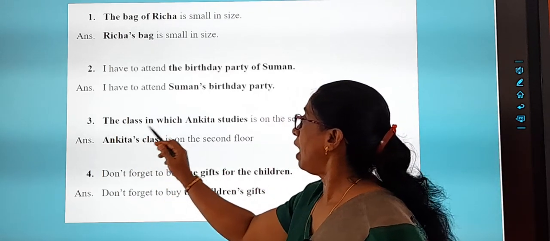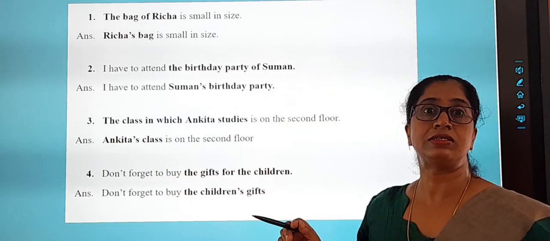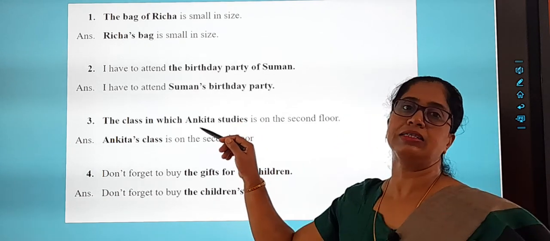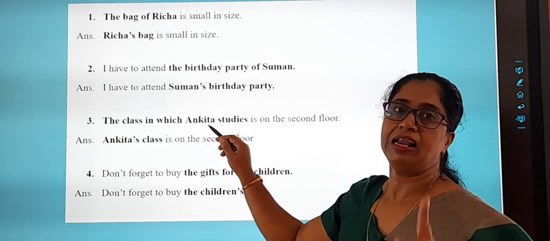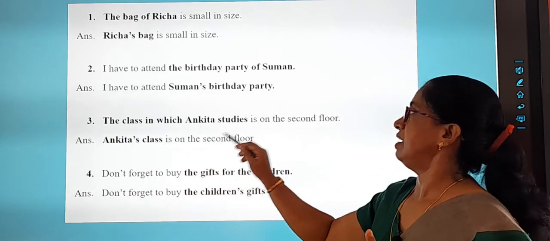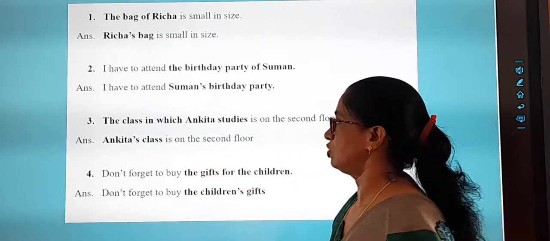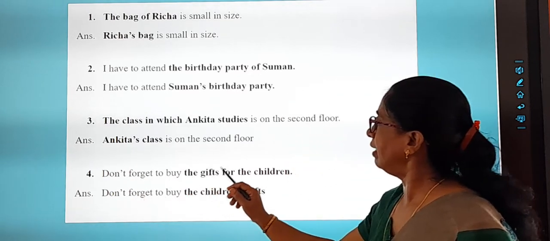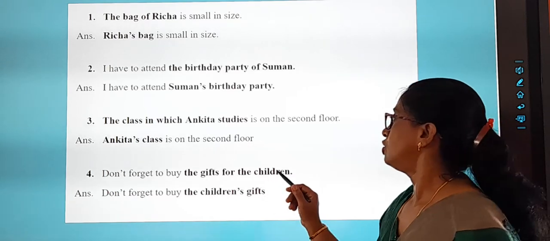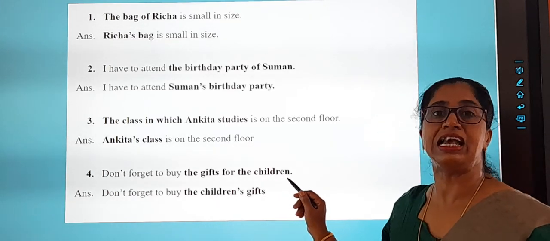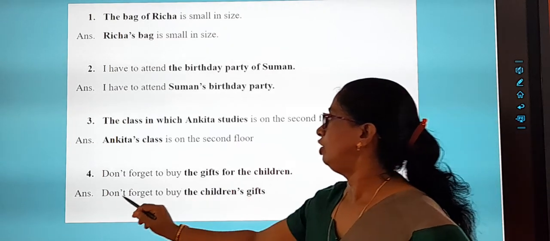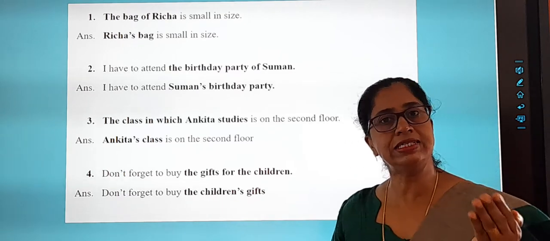Next, the class in which Ankita studies. The class in which Ankita studies means Ankita's class. Ankita, the last letter is A, so you have to put apostrophe S. Ankita's class is on the second floor. Last one. Don't forget to buy the gifts for the children. Whose gift? Children's gift. Children, the last letter is N, so you have to put apostrophe S. Children's gift. Don't forget to buy the children's gift.